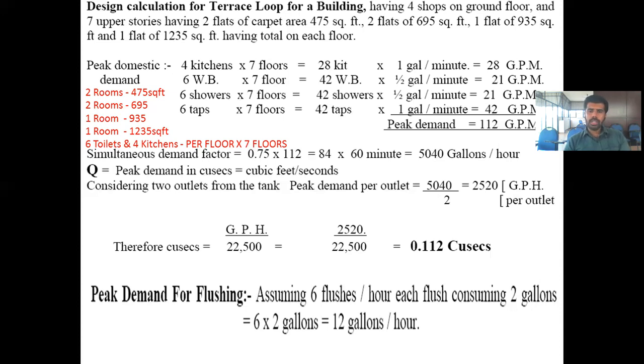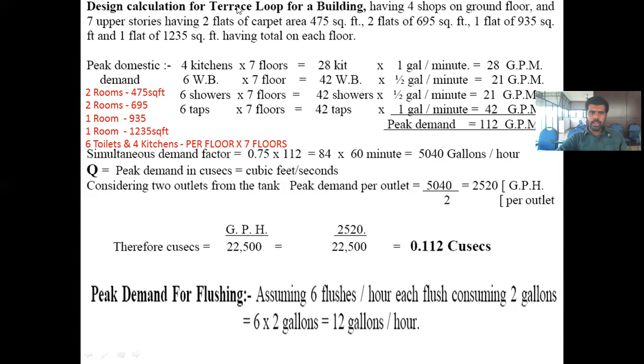So first, 4 kitchens into 7 floors, because in each floor there are 4 kitchens. So 4 into 7 equals 28 kitchens. So a total of 28 kitchens are there for all these 7 floors. Then 6 toilets are there in each floor. So 6 toilets means 6 wash basins, 6 showers, and 6 taps.